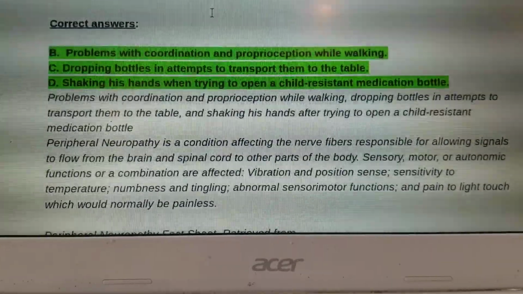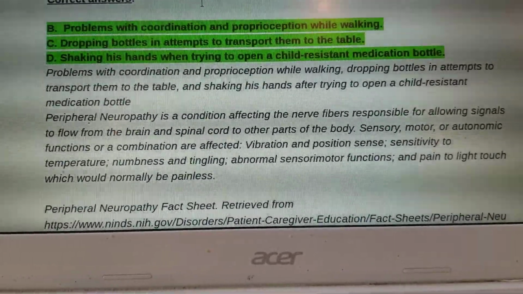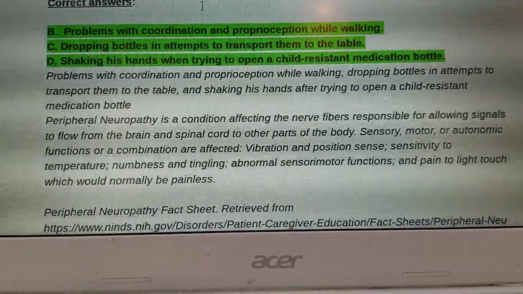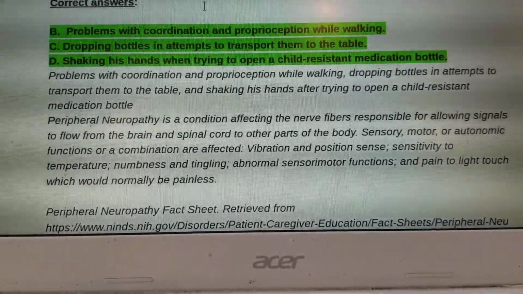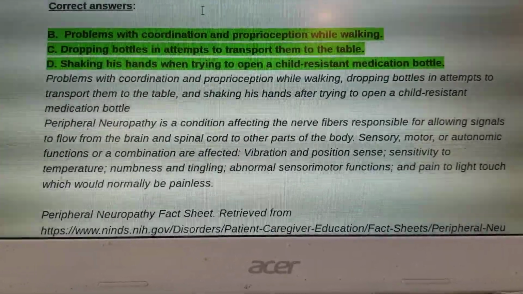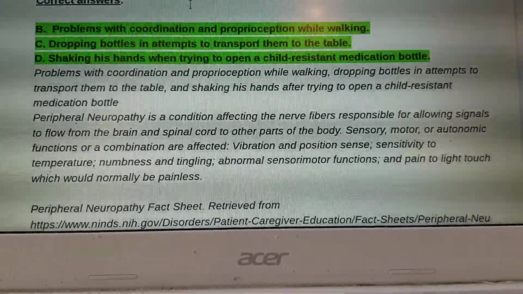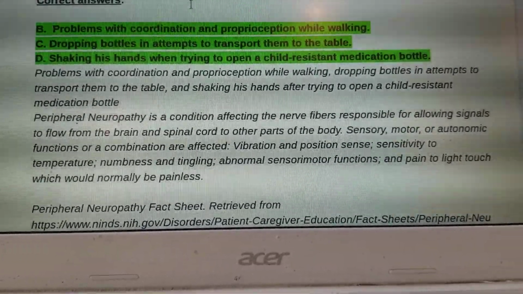B is problems with coordination and proprioception while walking. C, dropping bottles in attempts to transport them to the table. D, shaking his hands when trying to open a child-resistant medication bottle. So we know that problems with coordination and proprioception while walking, dropping bottles in attempts to transport them to the table, and shaking his hands after trying to open a child-resistant medication bottle.